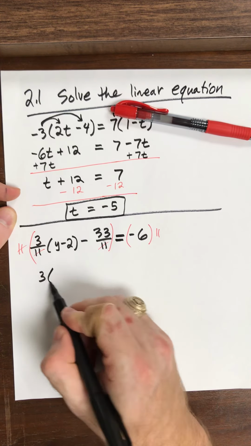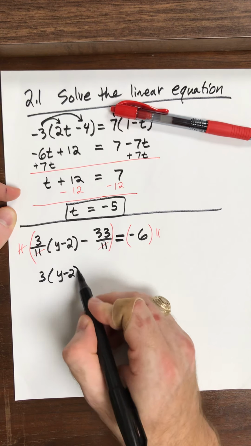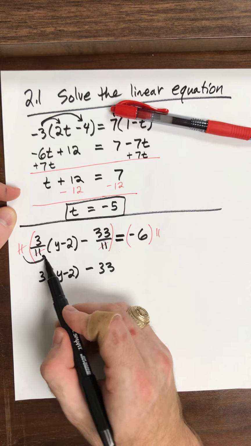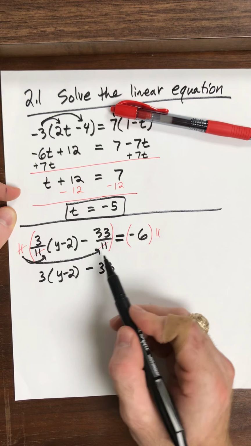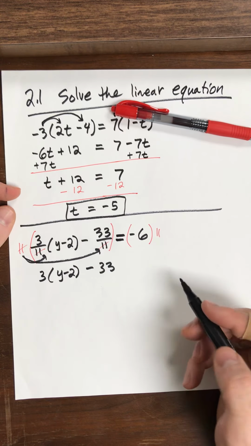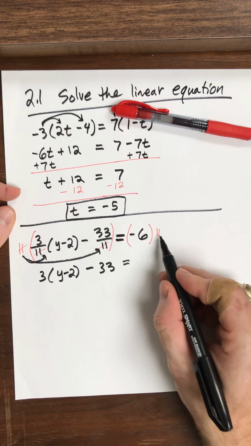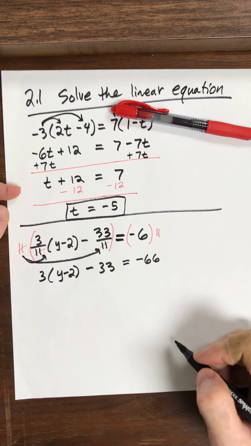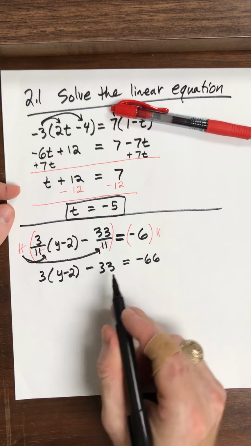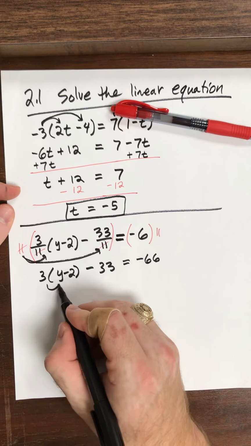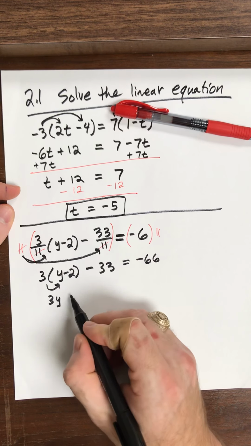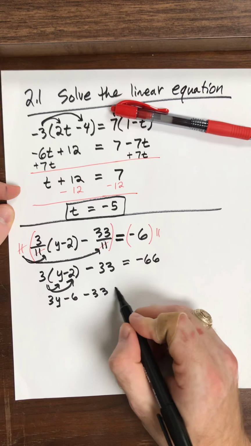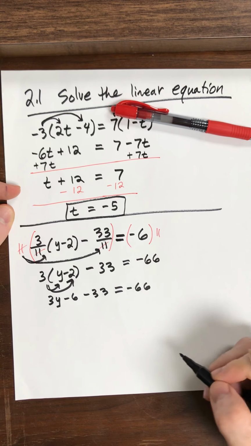I have 3 and then parentheses y minus 2 minus 33. That 11 cancels with that 11, and that 11 cancels with this 11 here. Over on the right side, I have 11 times 6, which is -66. Okay, here I want to distribute. If I distribute, that's 3y, and then -6, and then I have -33 equals -66.